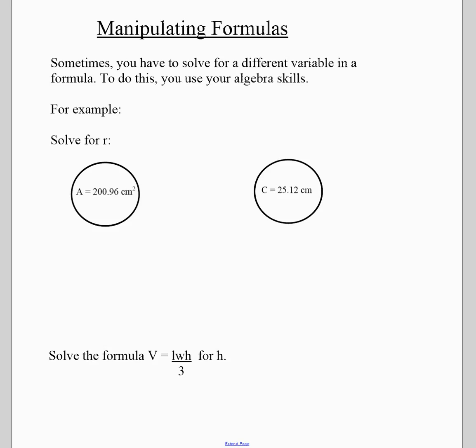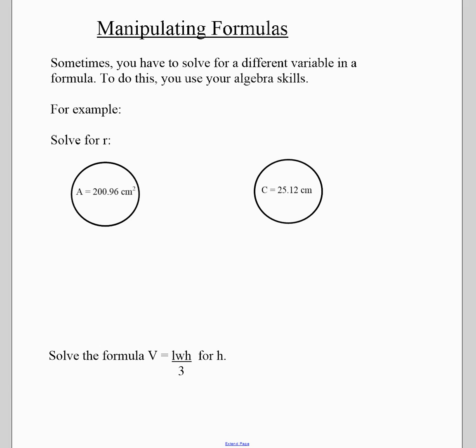This video is on how to manipulate formulas to solve for a different variable than what the formula might initially be. So for example, if a formula was initially area equals base times height, and you're given the area and you're given the base, you can use your algebra skills to change the formula to solve for height.